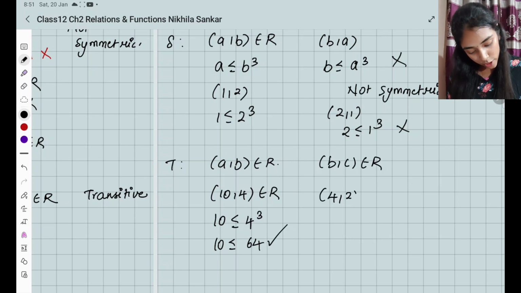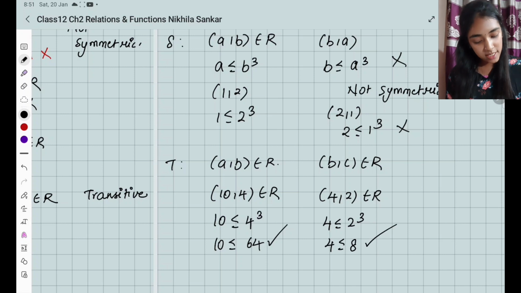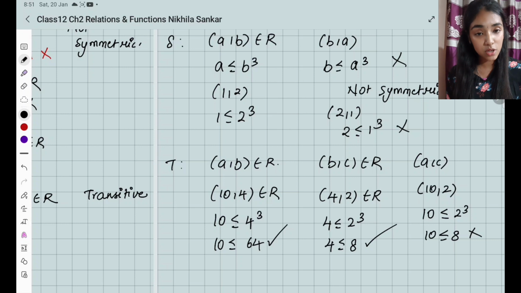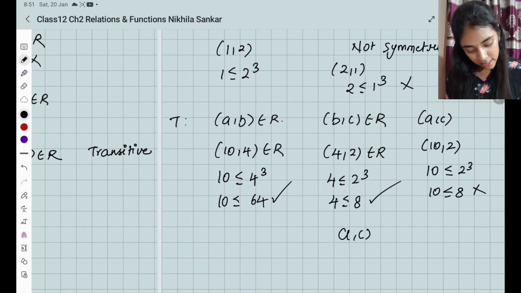இப்போ 4 comma 2 எடுப்போம். So 4 comma 2 belongs to R na, you have 4 less than or equal to 2 cube, 4 less than or equal to 8. So this is also true. இப்போ நம்ம லாஸ்டா என்ன செக் பண்ணோம், A comma C செக் பண்ணனும், which means you have to check for 10 comma 2. So 10 less than or equal to 2 cube, 10 less than or equal to 8. This is not true, which means A comma C does not belong to R, which means it is not transitive.